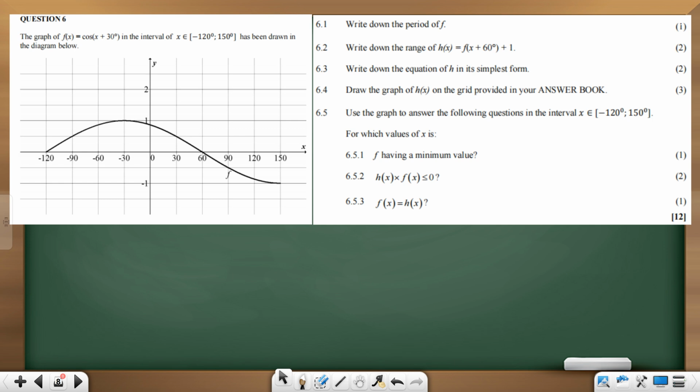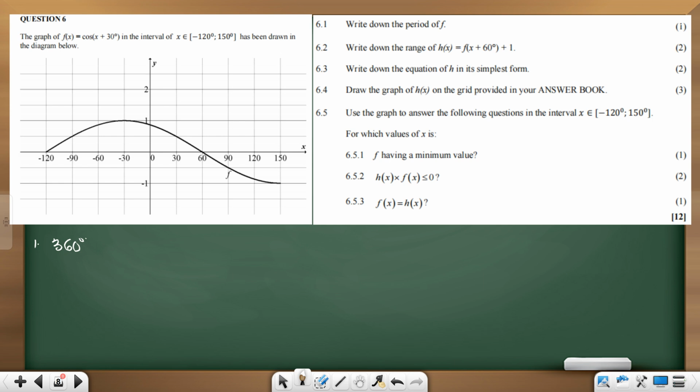Write down the period. Period has nothing to do with the shift. My period of a cos graph is still going to be 360 because my k is 1. So number 1, period is 360 degrees. You must know how to work that out.